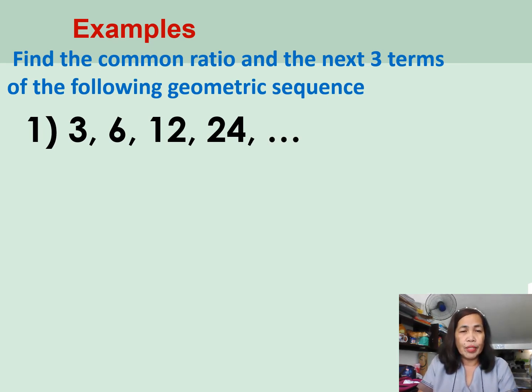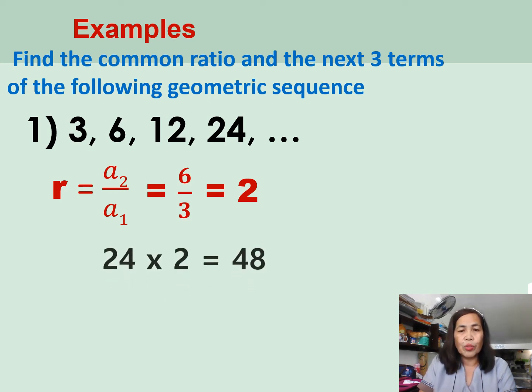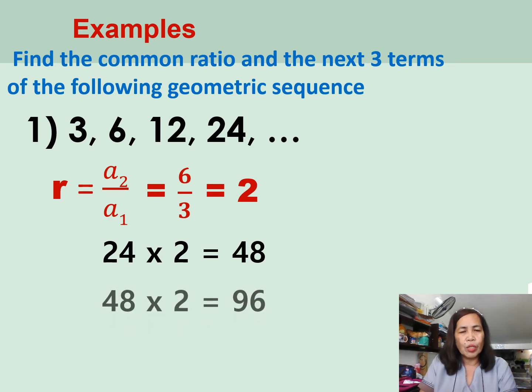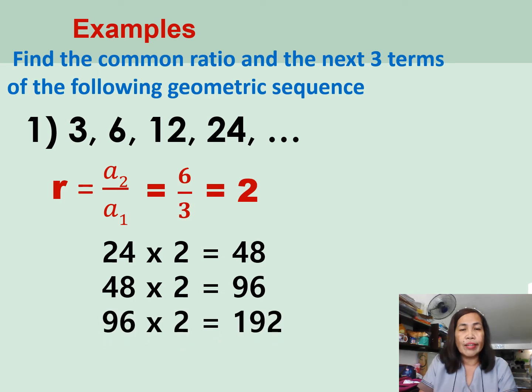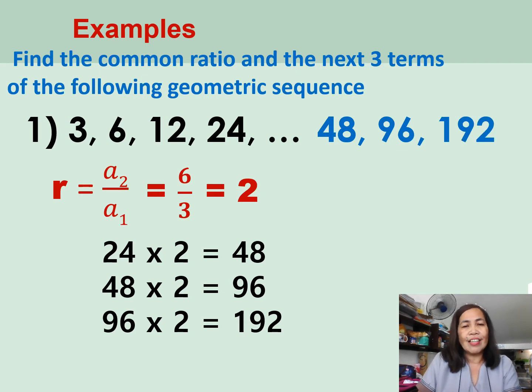So you get 2 numbers that are consecutive. Here I choose 6 divided by 3, which is 2. And then from 24, I will multiply the common ratio. So 24 times 2 is 48. And then continue, 48 times 2 is 96. Then one more, 96 times 2 is 192. So we have the answer. The next 3 terms are 48, 96, and 192.